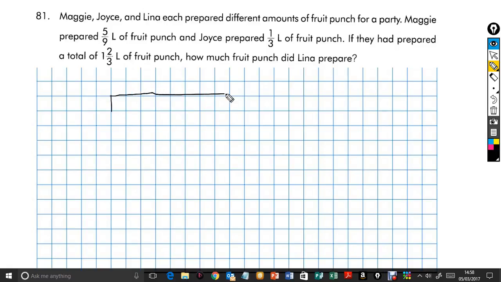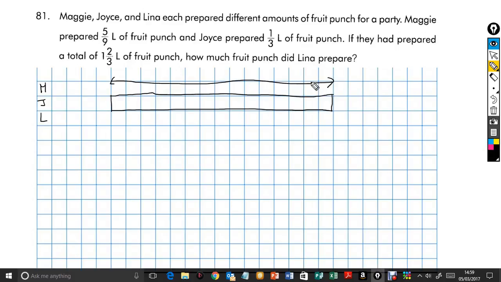Okay, I'm going to very badly draw this. Okay, this is my model. Okay, now this represents the total amount of fruit punch that's made. Now remember, we have 3 people, Maggie, Joyce, and Lina, and they're preparing punch for this party. Isn't that nice of them? I should learn to draw, shouldn't I?